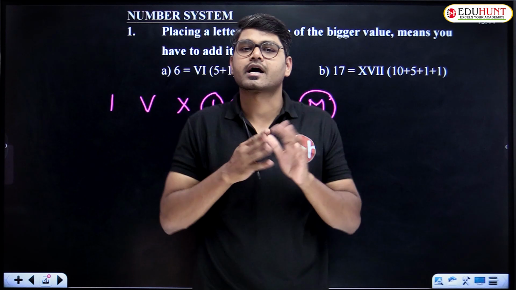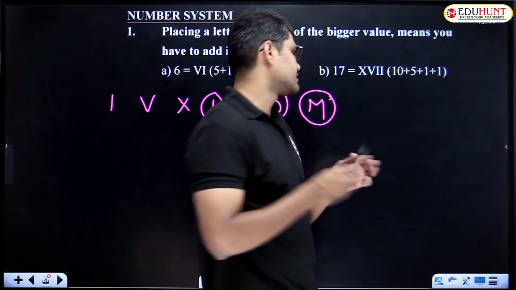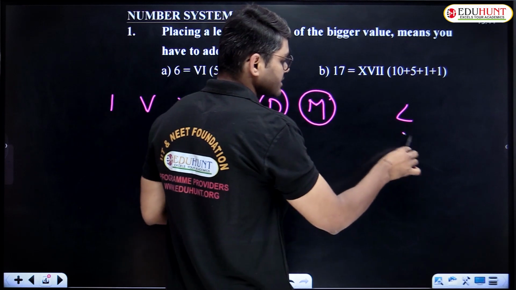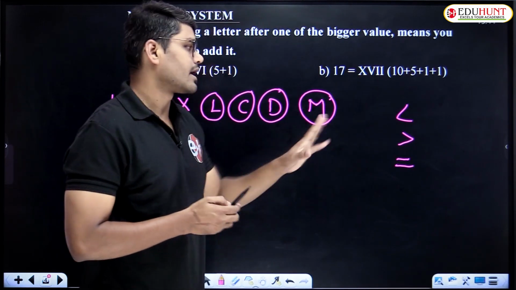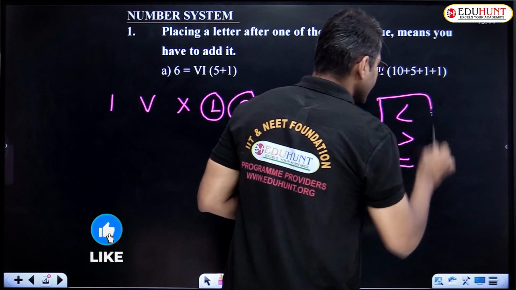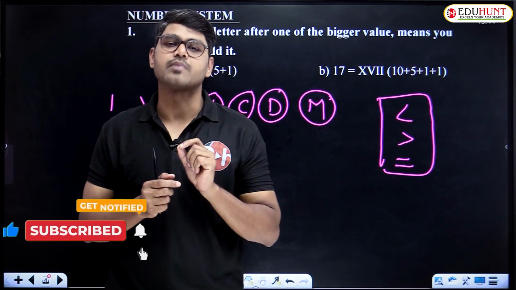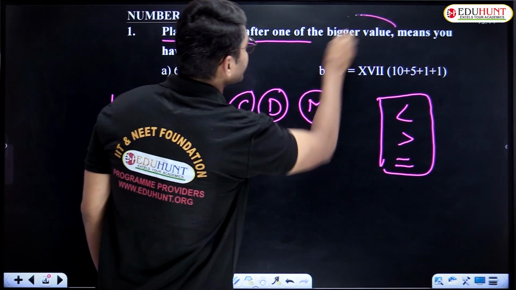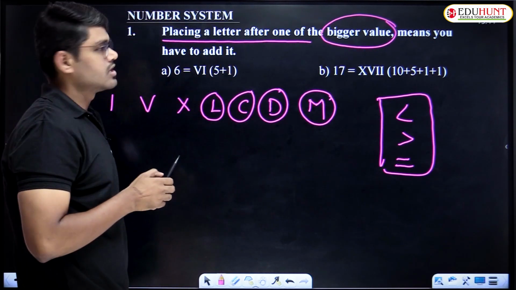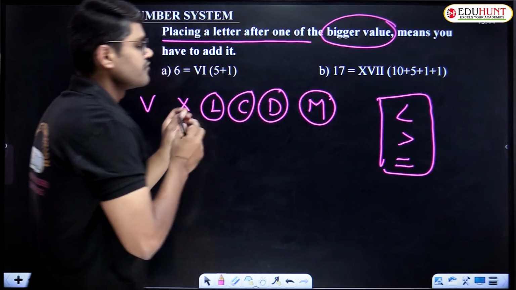How do we compare? Comparison means we have to remember 3 points. First one is less than, second one is greater than, and third one is equal to. By comparing these digits only we can say which is bigger and which is smaller. Now see, placing a letter after one of the bigger values, that means we have to add it.